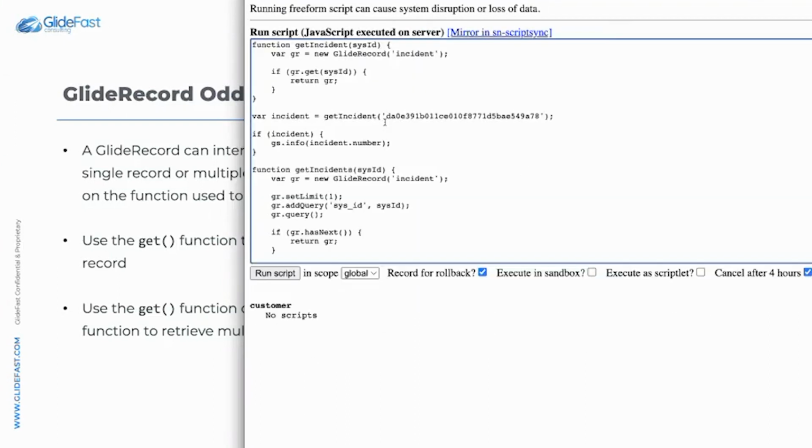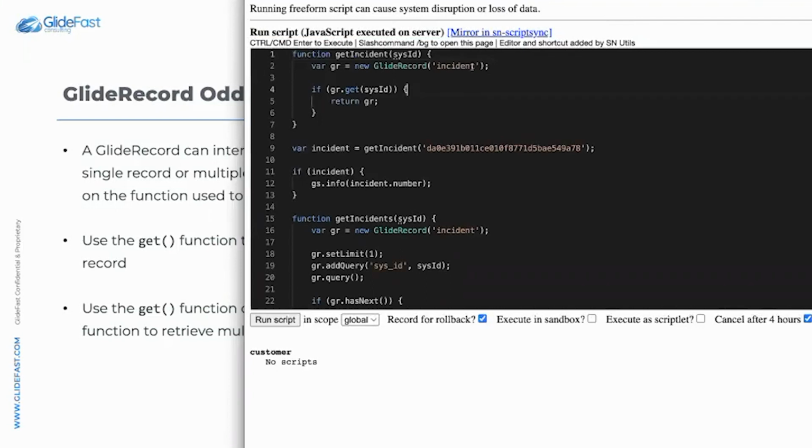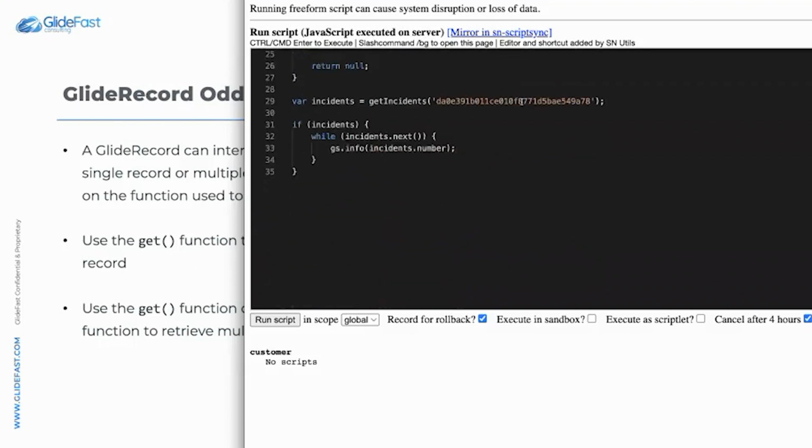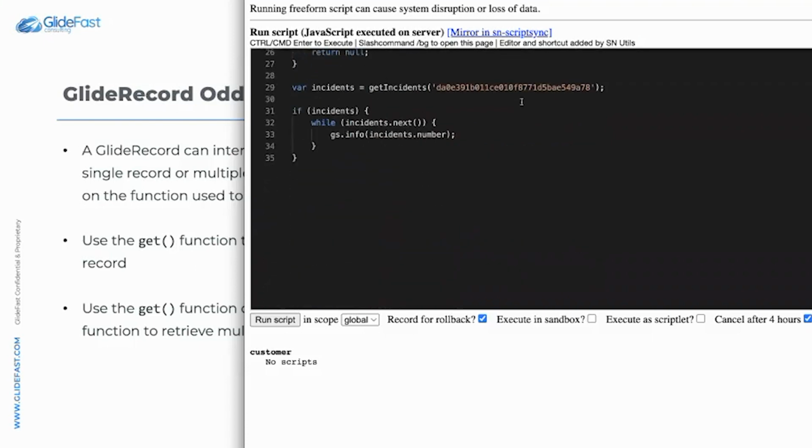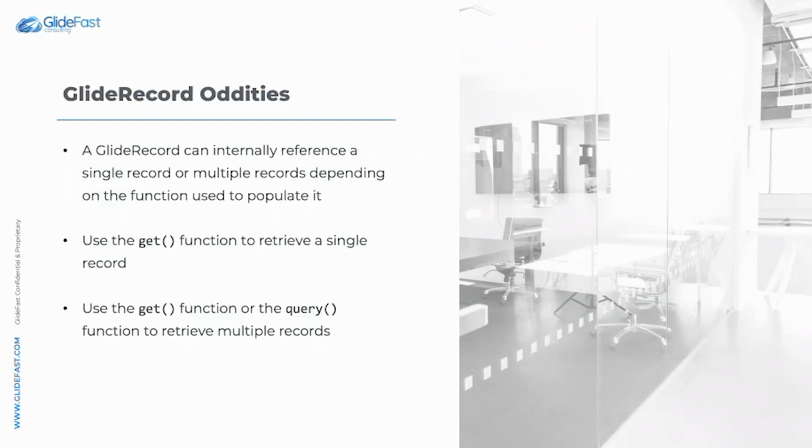So it's just a little more concise using get when you have a sysid that you're passing in. So anything that you get by sysid, again, it's just my recommendation to use that, because it ends up being less code, less issues, and easier to read, in my opinion. So that's the first set of oddities.